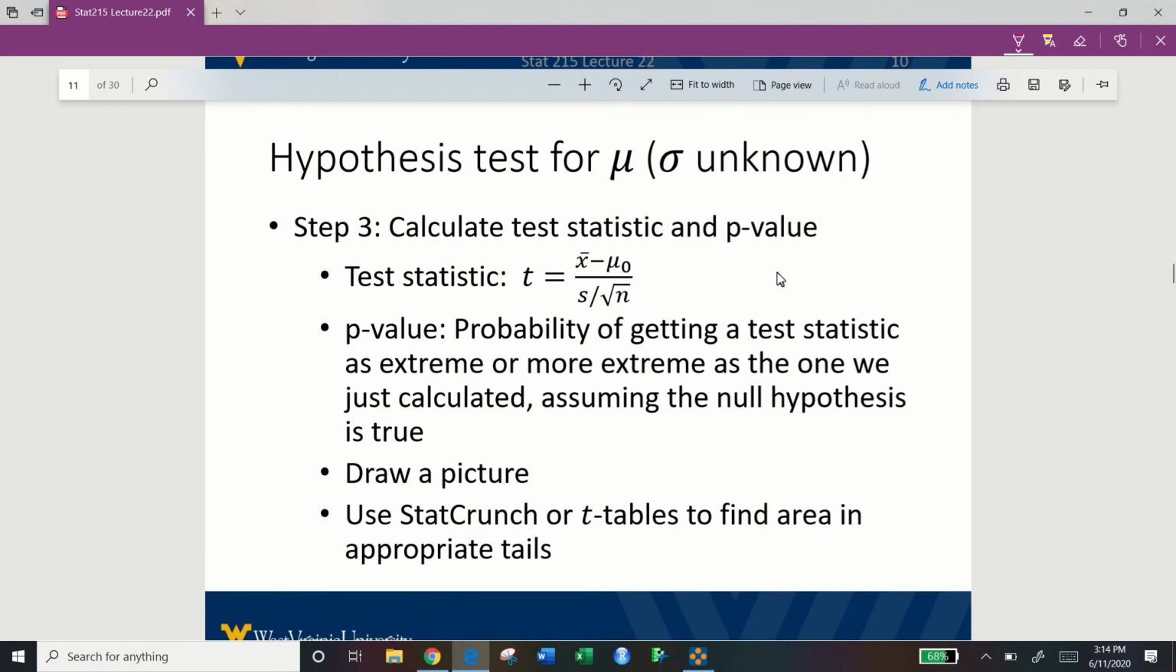Step 3, we are asked to calculate the test statistic and p-value. The test statistic will be very similar to your previous test statistic, only in this case it is t equals x bar minus mu0 divided by s over the square root of n, instead of sigma over the square root of n. The probability of getting a test statistic as extreme or more extreme as the one we just calculated, assuming the null hypothesis is true, aka the p-value, is calculated similarly. We will also draw a picture, and then we can still use StatCrunch or a t-table to find the area in the appropriate tails.